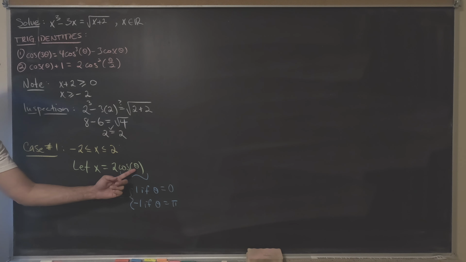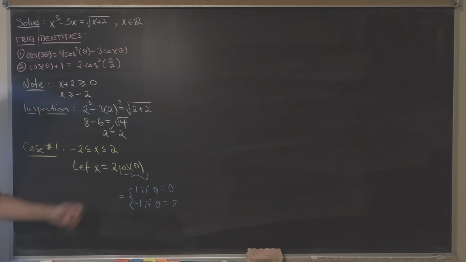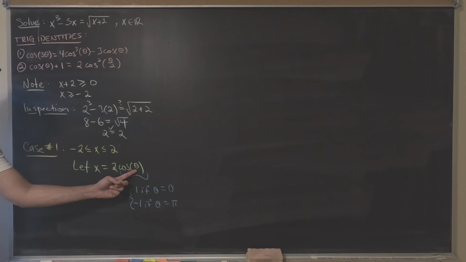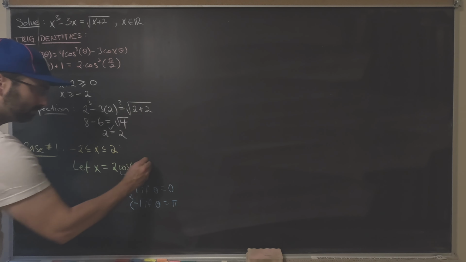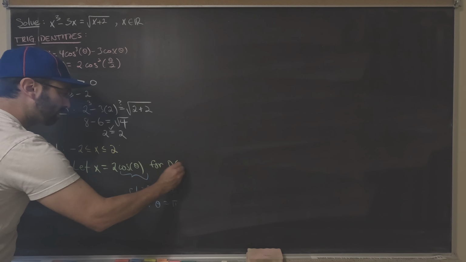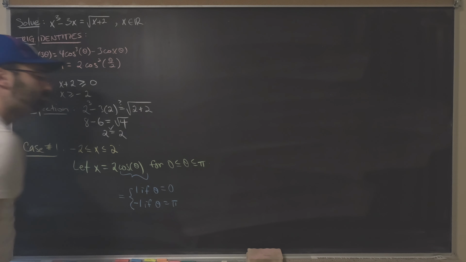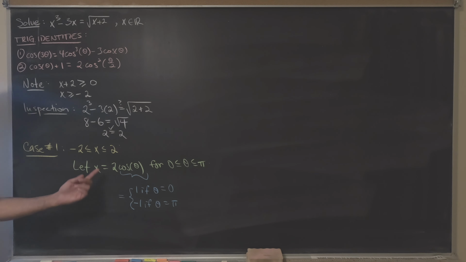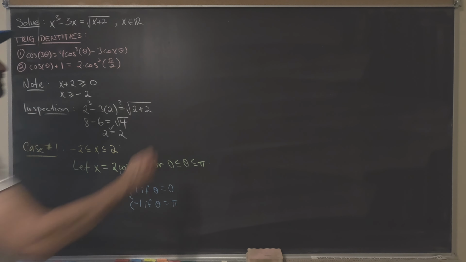So cos of 0, that's 1, times 2, that's 2. And then cos of pi is negative 1 times 2 is negative 2. So if we make sure to keep theta between 0 and pi, then 2 cos of theta will remain between negative 2 and 2. Okay, perfect. So now that we have this statement, let's substitute 2 cos theta in for x into our equation.